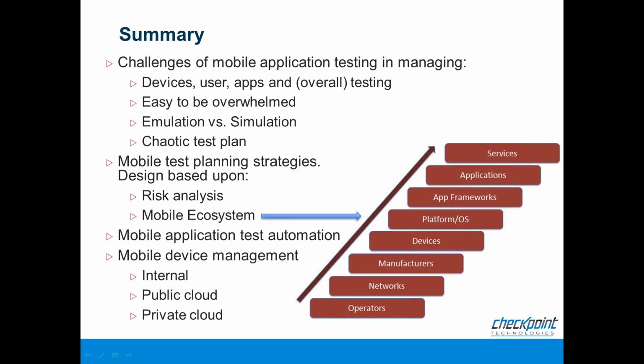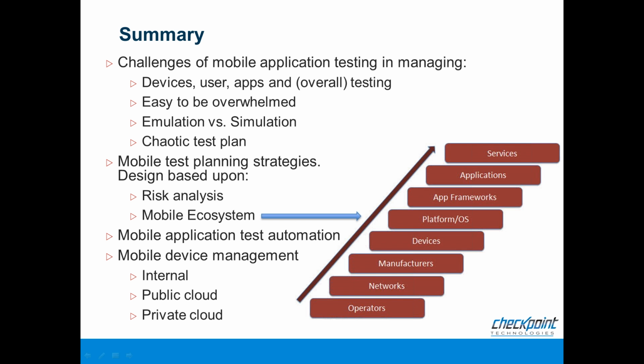You can create a design based upon risk analysis on the mobile ecosystem. You can do it geographically based on your different priorities, looking at where your users are actually physically located, and that may very well impact the prioritization of your test plan and which devices you test on first.